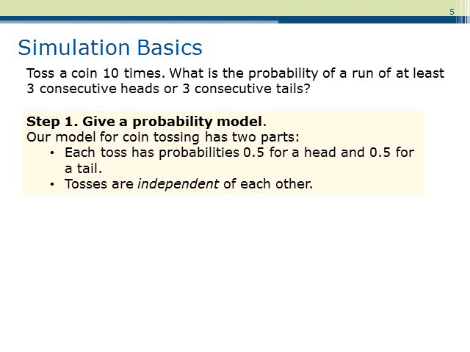Our model in this case has 2 parts. First, each toss has a probability of 0.5 of being heads and 0.5 of being tails. Second, each toss is independent of the previous toss. In other words, the outcome of the next toss does not depend on the outcome of the previous toss.